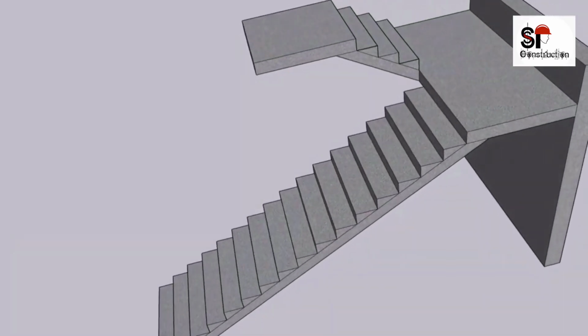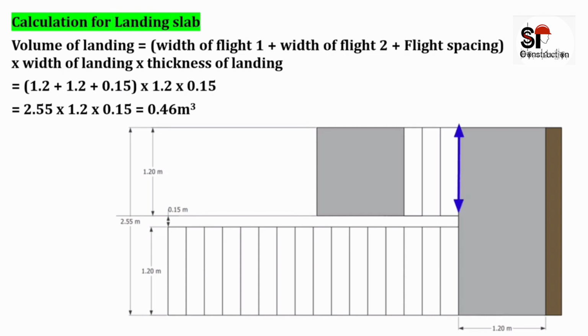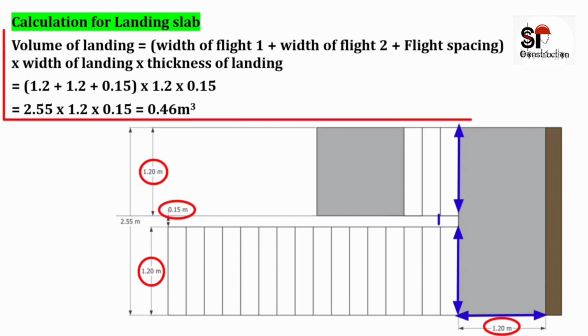Now we need to do the calculations for landing slab. Volume of landing will be equal to width of flight 1 plus width of flight 2 plus spacing between two flights into width of landing into thickness of landing. Width of each flight is 1.2 meter. The spacing between two flights is given as 0.15 meter. Width of landing is 1.2 meter and thickness of landing is given as 0.15 meter. So on substituting these values, the volume of landing will be equal to 0.46 meter cube.